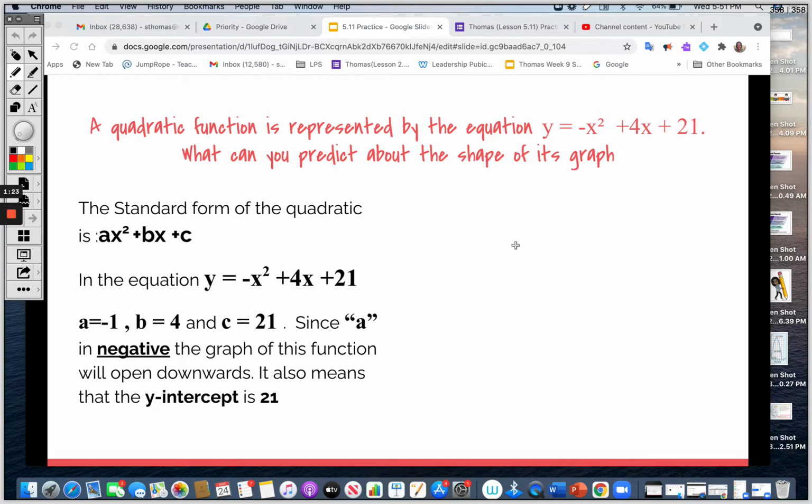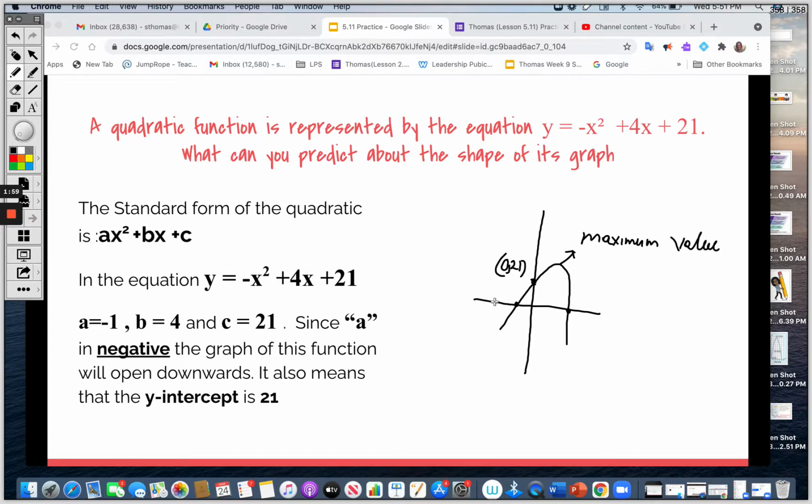21. So we can predict that, hey, this is going to be a graph that is opening downwards. I know it's crossing at the y-intercept, which is going to be 0, 21. And I know that this is where my x-intercepts are going to be. I also know that this will have a maximum value. So those are some things we can predict about the graph.